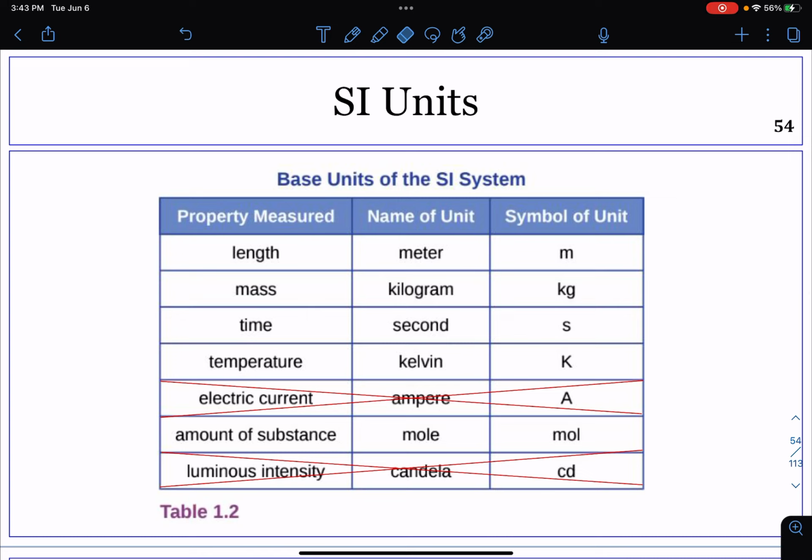The International System of Units, or SI units, is a set of units that was agreed upon internationally. The SI unit for measuring the length of something is a meter. For mass, it's a kilogram. For time, a second. For temperature, it's Kelvin. And for the amount of substance, we are going to use the mole, which we'll learn more about in Chapter 3. In this chemistry class, we won't be using electric current or luminous intensity. Those are both physics concepts.